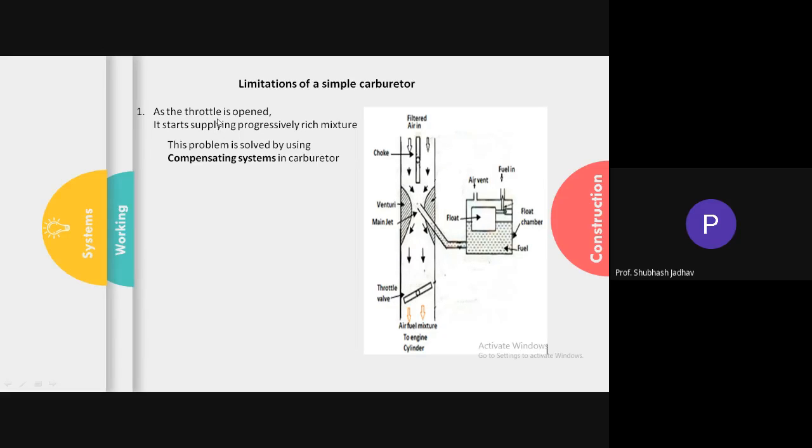And what was supposed to happen when the throttle is open? When the throttle is opened more and more, it was supposed to supply more and more quantity of mixture.